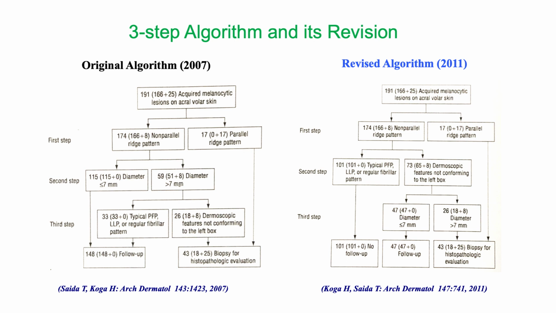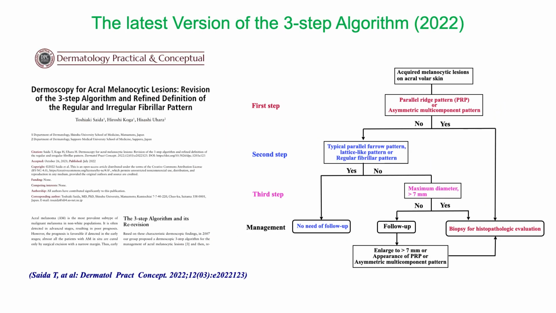Based on these dermoscopic findings, in 2007, we proposed a three-step algorithm for the clinical management of acral melanocytic lesions and revised it in 2011. And in 2022, we proposed the final version of the three-step algorithm. The first step of the algorithm is evaluation of the presence of the parallel ridge pattern or asymmetric multi-component pattern. If these features are detected, it should be biopsied.